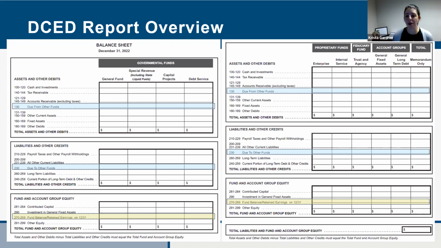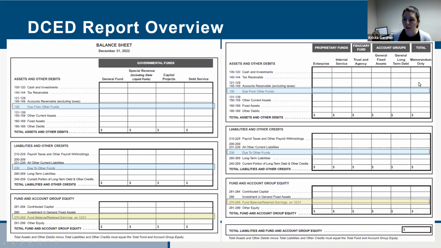It's just spread out amongst all the funds. So one of the questions that came through was in regards to the due to, due froms. And so I highlighted here in blue, just so you can see a reminder that due to, due from accounts do need to net to zero.